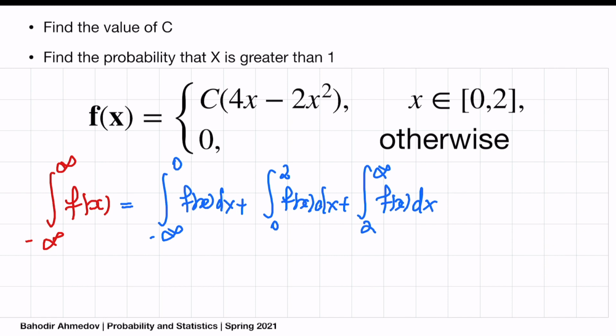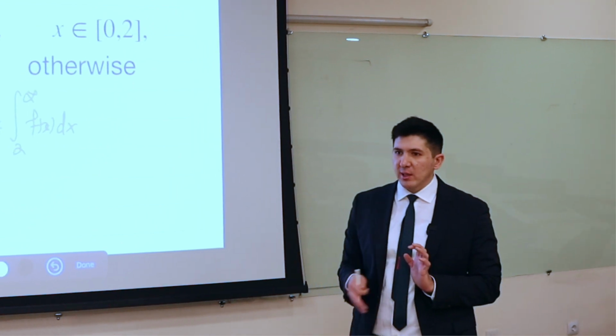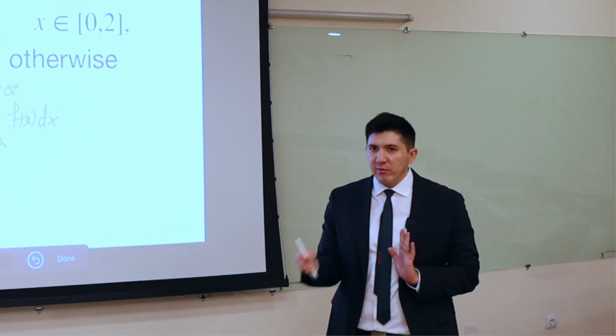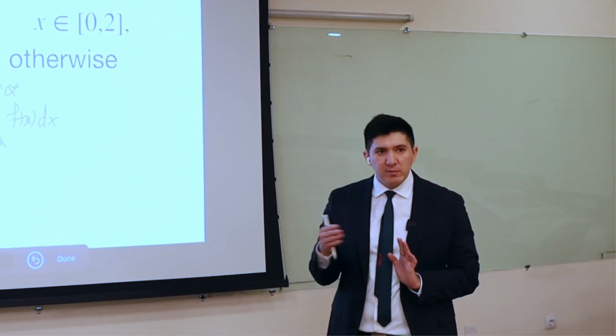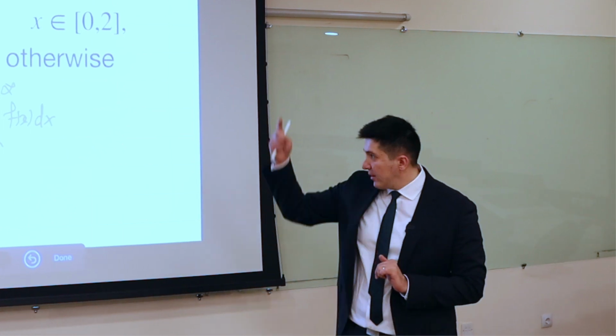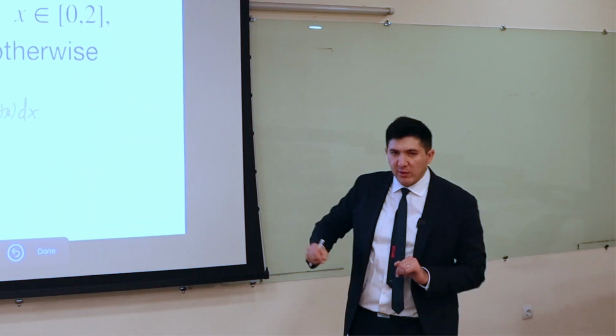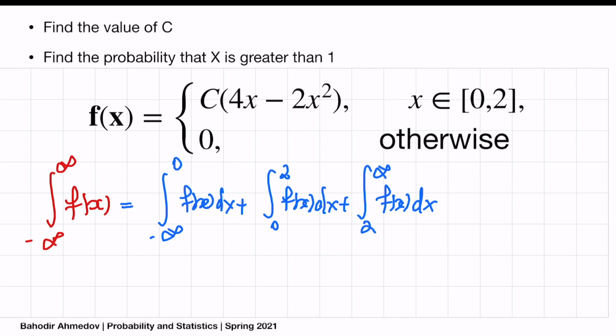And the reason why I did this is because my function is defined piecewise. Okay, it is defined from minus infinity to 0, from 0 to 2, and from 2 to infinity. Then I'm going to substitute the values of f. The value of f in the interval from minus infinity to 0 is 0, and from 2 to infinity is also 0.